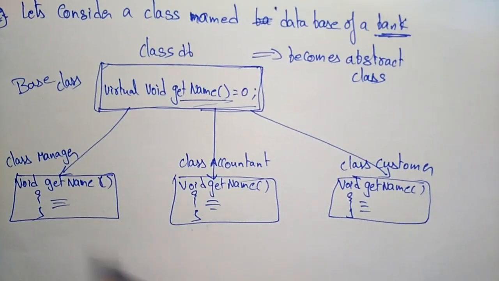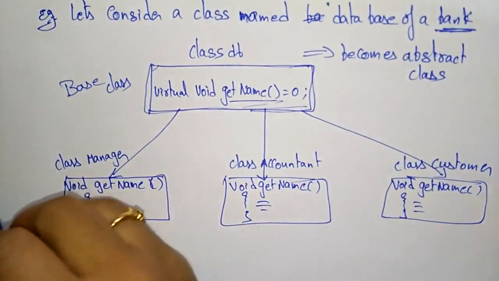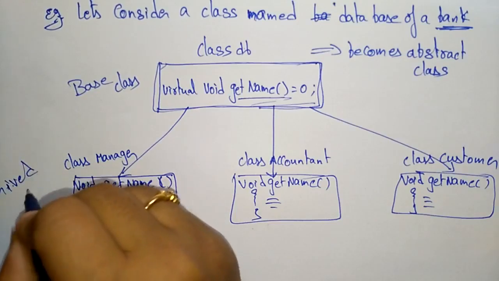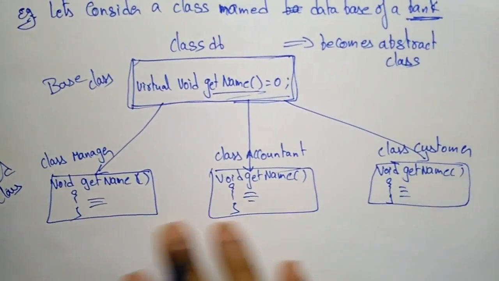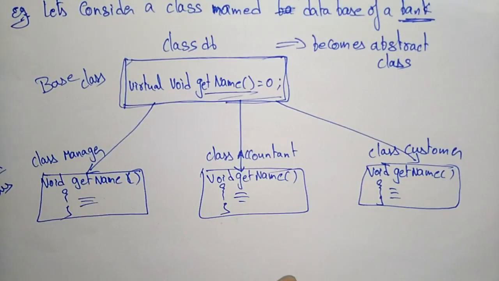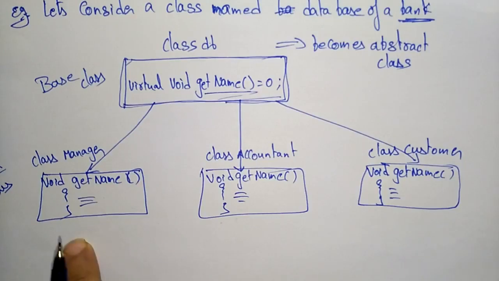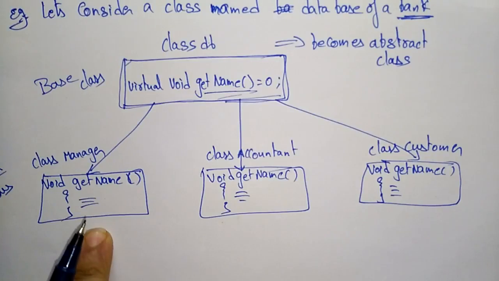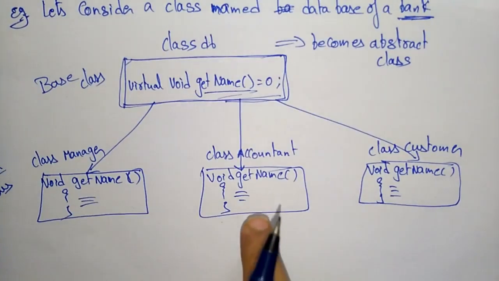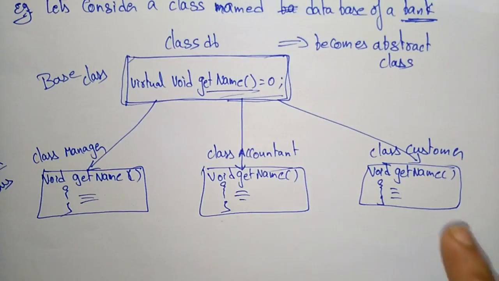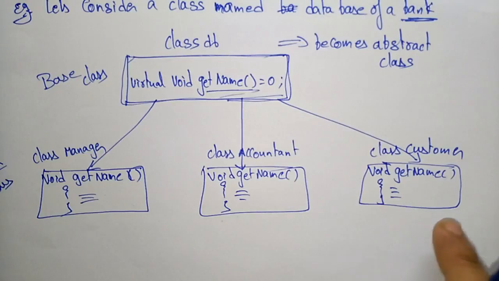So we want all derived classes to define this function in their class to get their names. We will use the manager class to store the manager data. At the same time, we will use the accountant class to store account data, and the customer class will be used to store the customer data. Okay, is it clear to you?